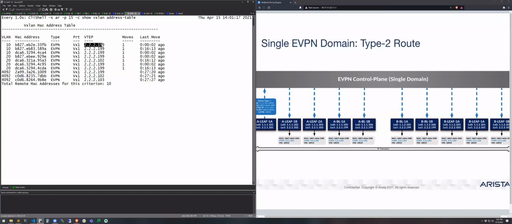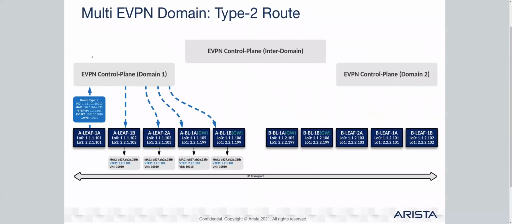So now, to reach this remote MAC address, we're going to the shared VTEP IP of our local gateway. We will walk through this control plane example, but it's very similar to much of what we've seen so far today. So we go back to the diagram, make it bigger for some context here.